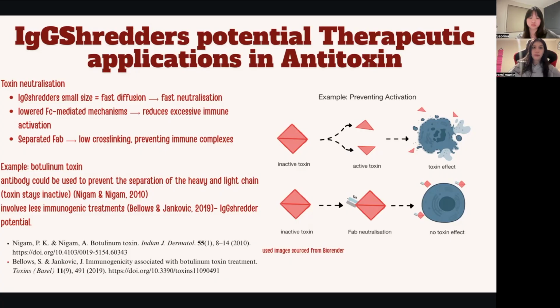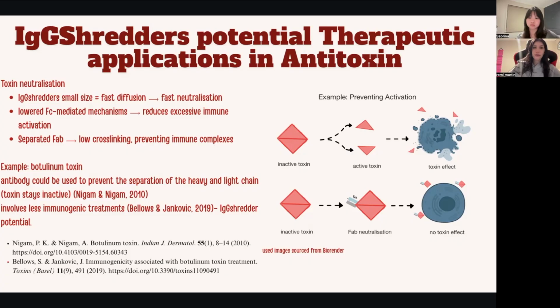A real-life example is botulism toxin, where antibodies could prevent the cleavage of the toxin, keeping it in its inactive form. And here's a very simplified diagram of it. IgG-shredder could work better here compared to IDES or pepsin, as typical treatments require low immunogenic designs.